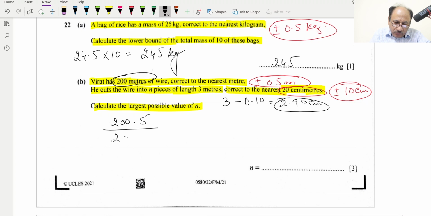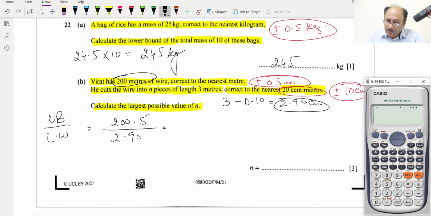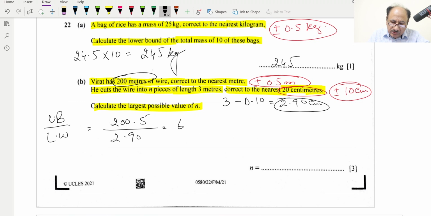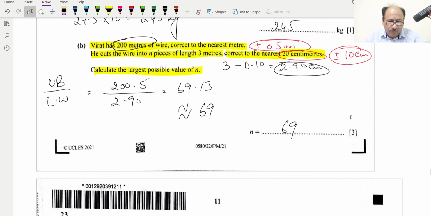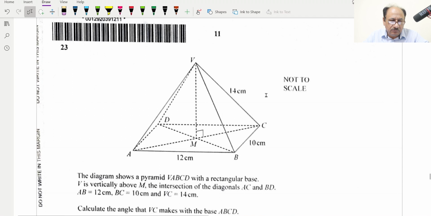So we'll divide it by 2.90 lower bound. Keep in mind this will be upper bound divided by lower bound. Upper bound of 200 and divided by lower bound of 3 meters. So we can calculate this will be 200.5, and this will be divided by 2.90, and this will be equal to 69.13, which we can round to 69 total pieces. So 69 will be the answer for this one. Hopefully you understood this.